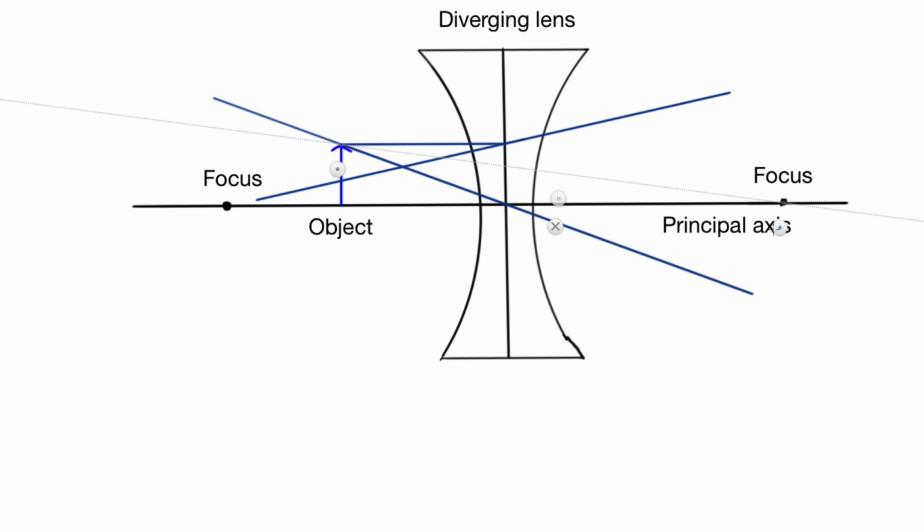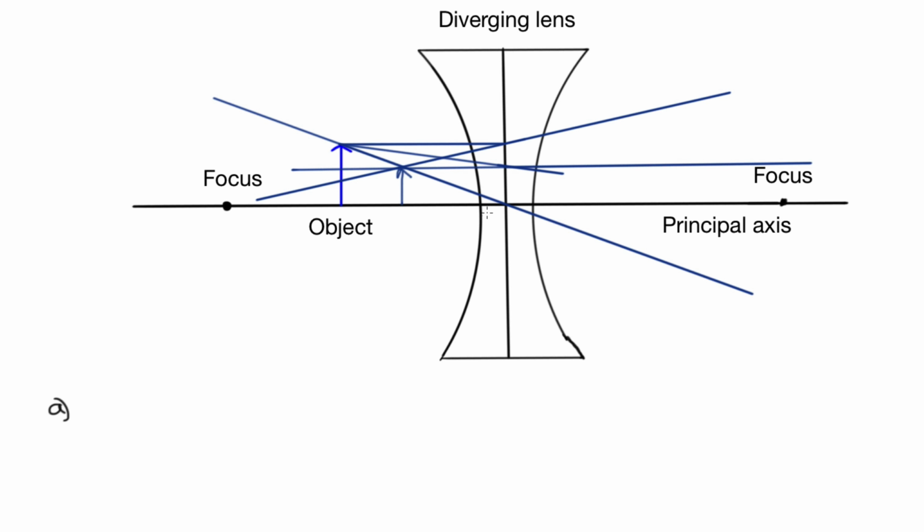Our third ray goes through the focus on the other side of the lens. But when it gets to the lens, it then travels parallel to the principal axis. So at this point here, it's traveling parallel. And so it actually travels this way. And if we trace it backwards, it goes through this same point as well. So we can see that our image is going to be formed here. So let's answer those questions.